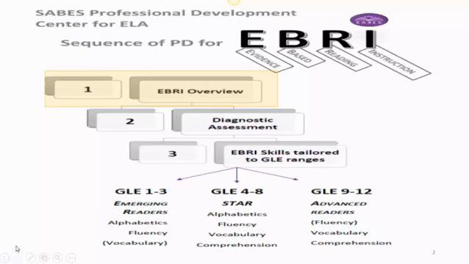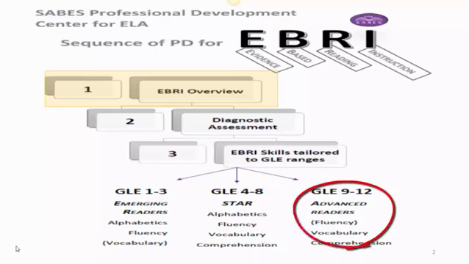Once you have completed this brief overview, you are able to move to your next training, which is diagnostic assessment. And these first two trainings are required before you are able to move on to the specific trainings for the essential components of reading at the various levels of your students as outlined here. As you can see, they're divided into three separate GLE levels. One is the 0 to 3, or 1 to 3 as we have it here, and then the GLE 4 through 8, and then the GLE 9 to 12.